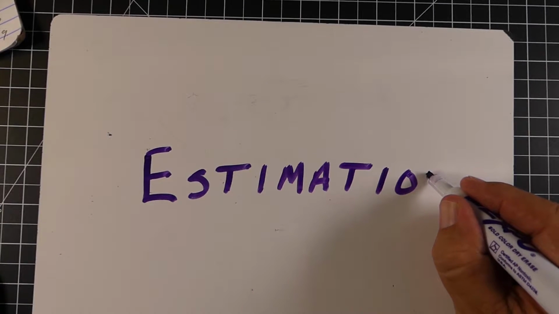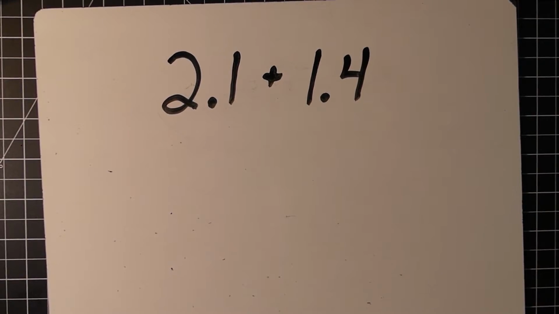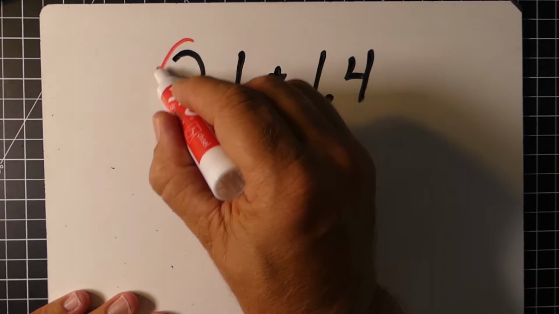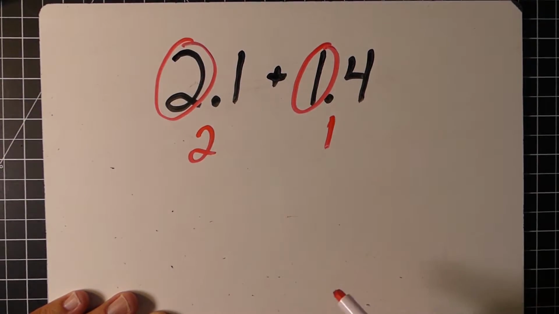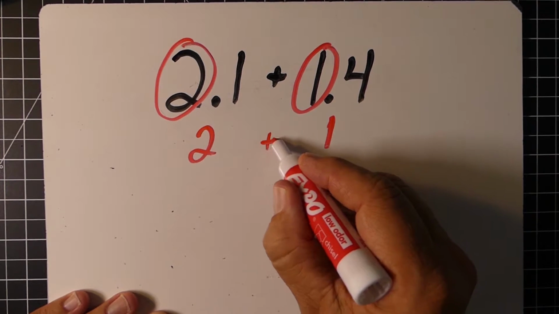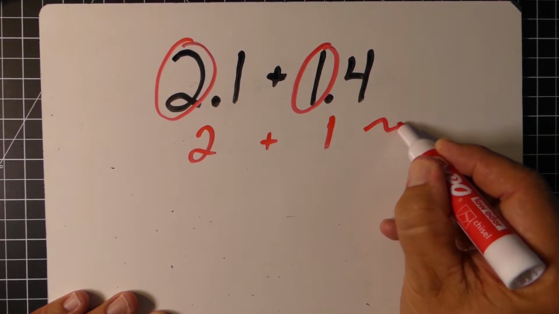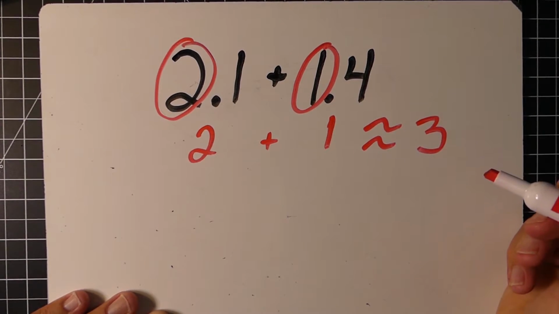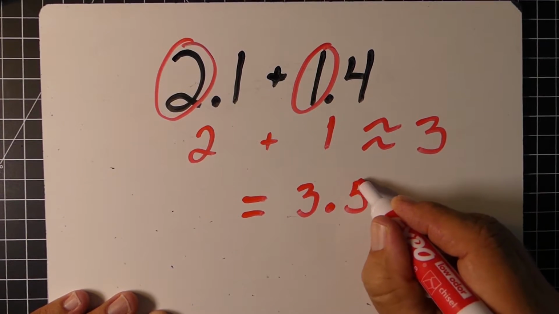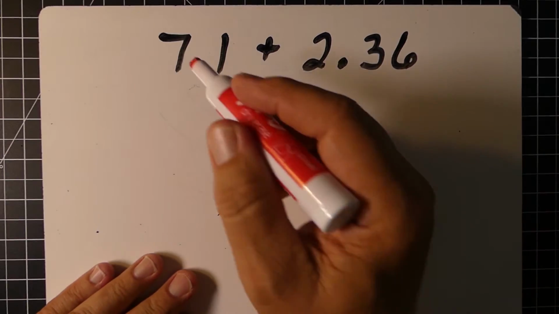Now, one of the things you can do to have a better chance of getting answers right is to estimate. If I'm looking at these two decimals, I know the first one is basically 2, and the next number is basically 1. So I should get an answer that's about 3. The actual answer is 3.5, so 3 would make sense.